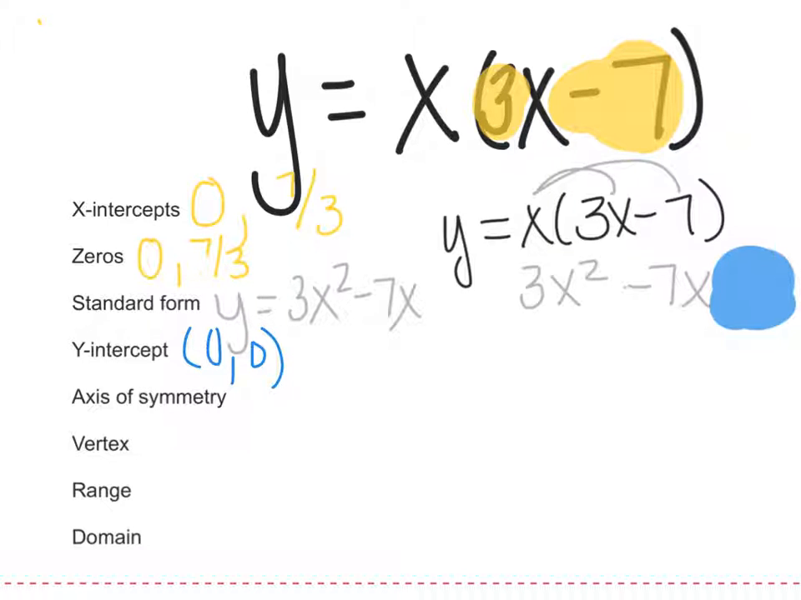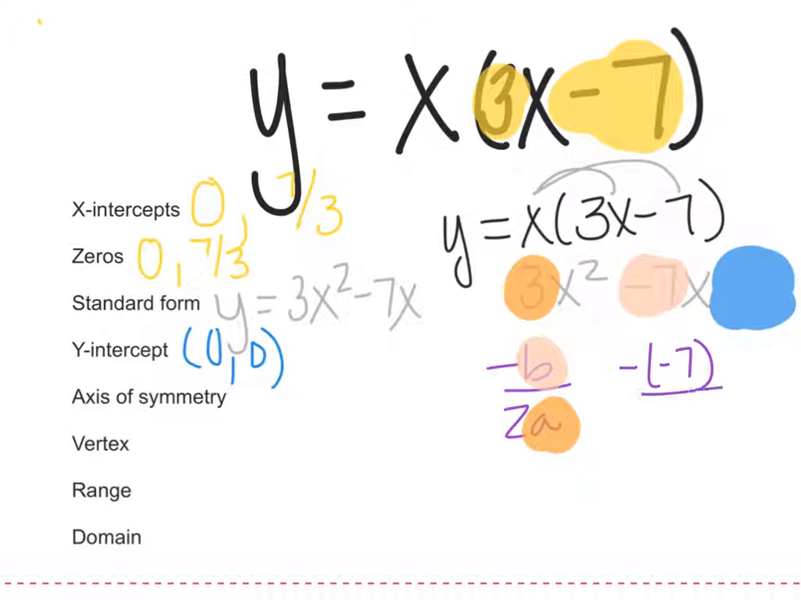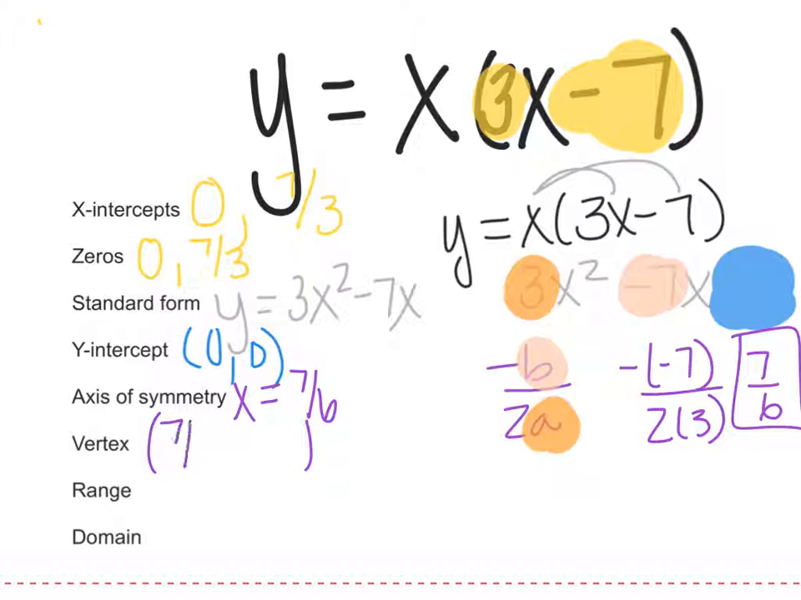So my axis of symmetry, to find that, I use the formula negative b over 2a. Remember, b is the number in front of x, and a is the number that is in front of x squared. So that's going to be negative negative 7, I apologize, divided by 2 times 3. Well, the negatives are going to cancel, and I'm left with 7 over 6. I can't do anything else with that, so I'm going to leave it. So my axis of symmetry is x equals 7 over 6. That's also half of my vertex.